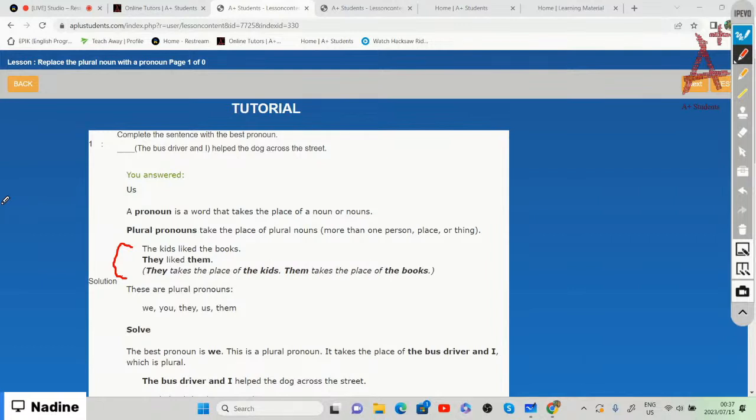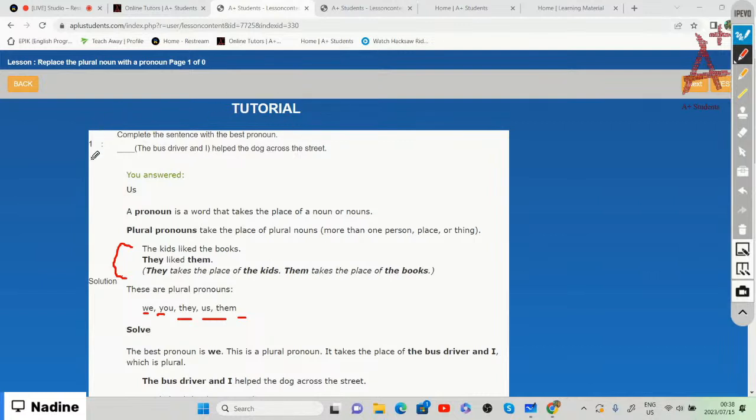And then we also have a few plural pronouns, and the few plural pronouns are we, you, they, us, or them, right? Plural pronouns take the place of a plural noun, and they refer to more than one person, more than one place, or more than one thing, right?